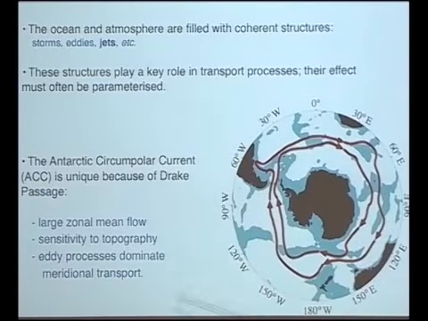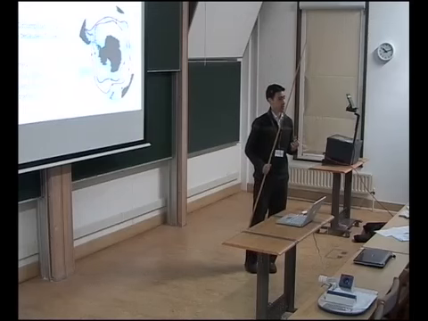Now, because you have a circumpolar flow, this current acts a lot like an atmospheric flow, and so different from circulation in ocean basins, you get much larger zonal mean flows developing, you have a greater sensitivity to topography, and perhaps most importantly, eddy processes really dominate meridional transport. Okay? And you can see the role here that the ACC may potentially play as a barrier to transport between properties, be it heat, chemicals, tracers, moving north and south.